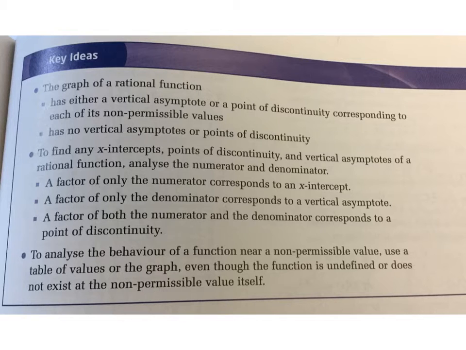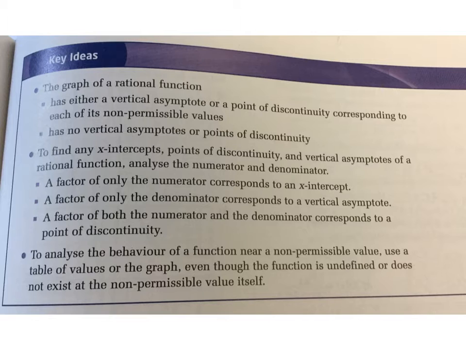But here's my question for you. How do you know when it's a vertical asymptote or when it's a point of discontinuity? If it cancels out with one of the factors in the numerator, right. Or it could have no vertical asymptotes or points of discontinuity if it has no non-permissible values. Which you did see on that sheet, one that didn't have any non-permissible values, and then it doesn't have any vertical asymptotes or points of discontinuity.